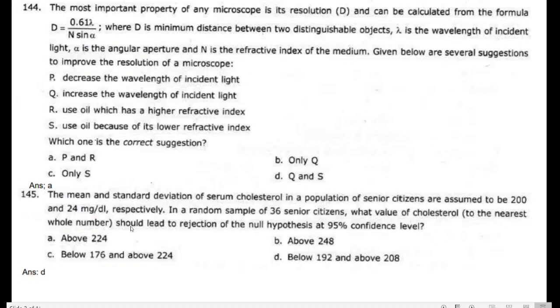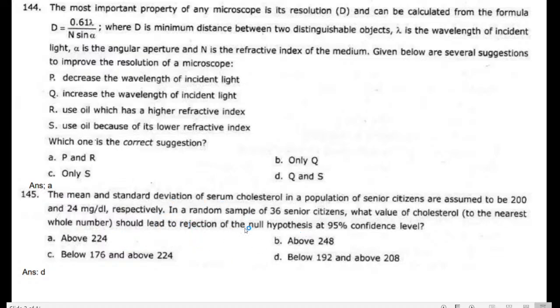As I said in our Part A discussion session, probability and statistics questions are the most widely asked in the CSIR examination. So you want to get a better idea about statistics and probability. In a random sample of 36 senior citizens, the mean is 200 and standard deviation is 24 mg per dl. What value of cholesterol should lead to rejection of the null hypothesis?